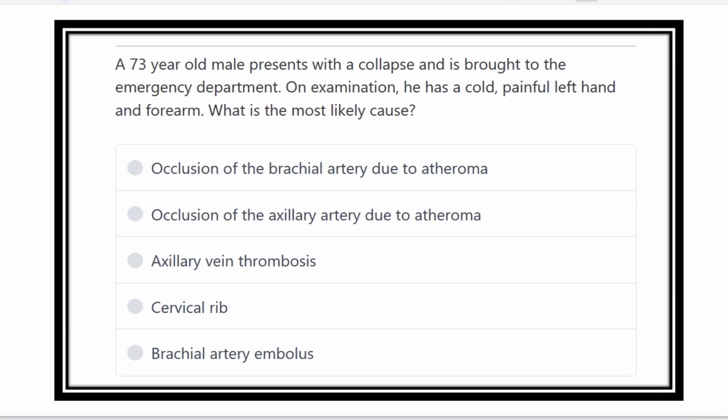A 73-year-old male presents with collapse and is brought to the emergency department. On examination, he has a cold, painful left hand and forearm. What is the most likely cause? Here are the options.